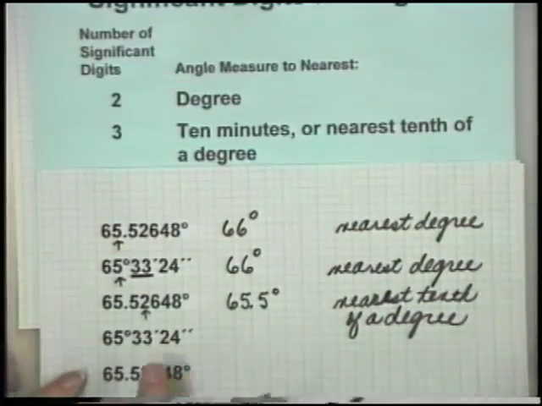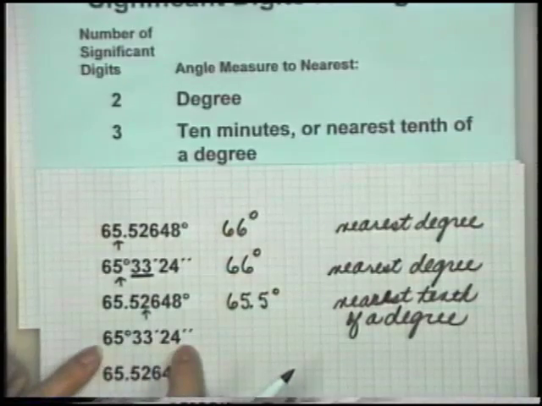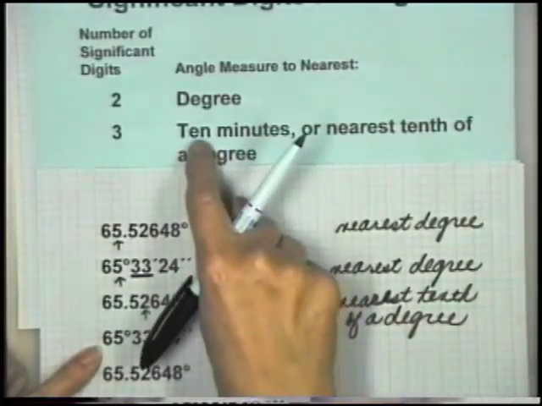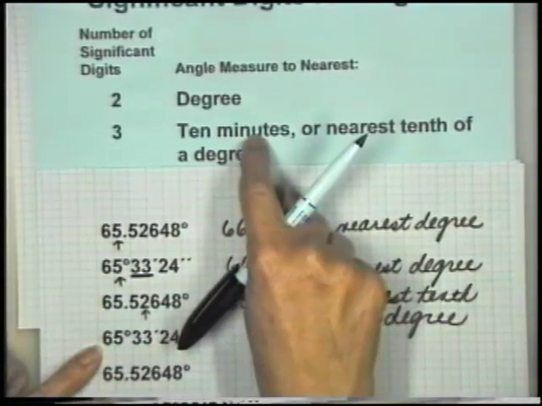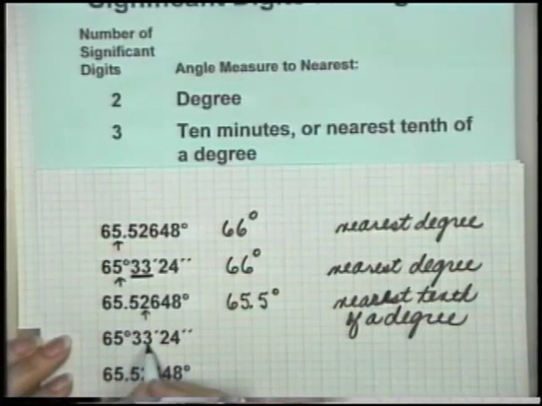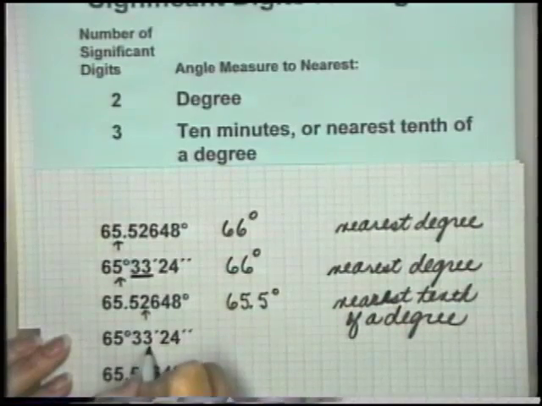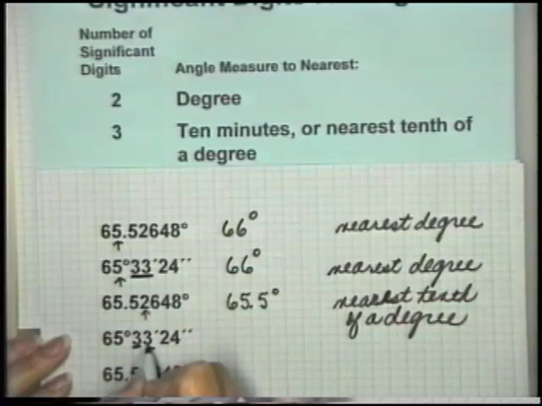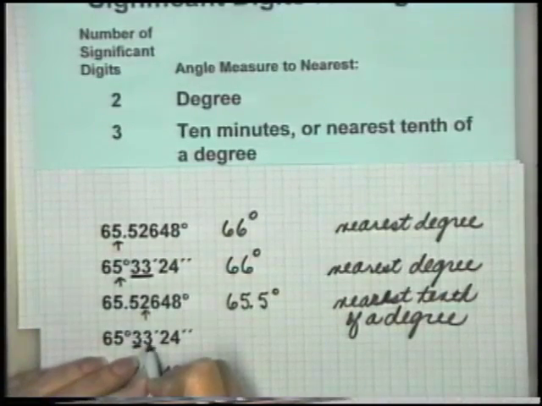Now, if our angle was in minutes and seconds, 65 degrees, 33 minutes, 24 seconds, then we're supposed to round to the nearest 10 minutes for 3 significant digits. So 33 minutes is between 30 minutes and 40 minutes, isn't it? So which is it closer to? And what you can do is, here's your 10 minutes, isn't it? Since this is a 3, that tells you not to add anything here.